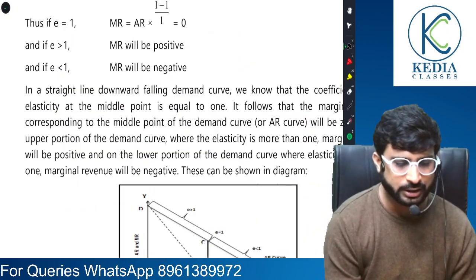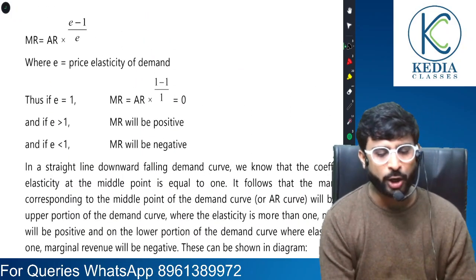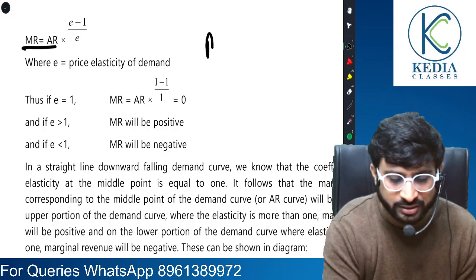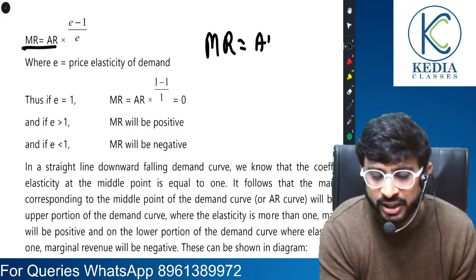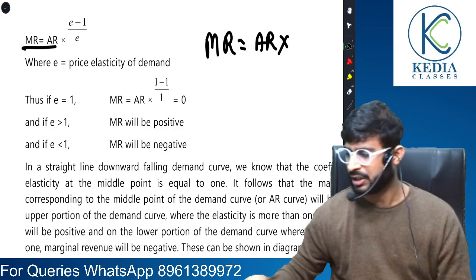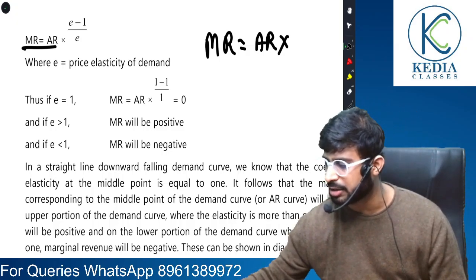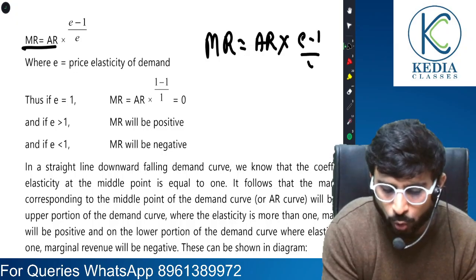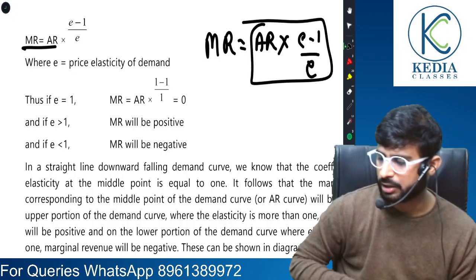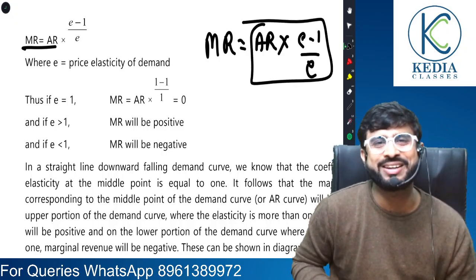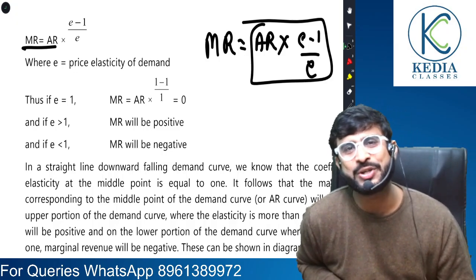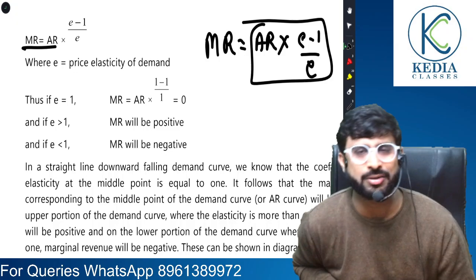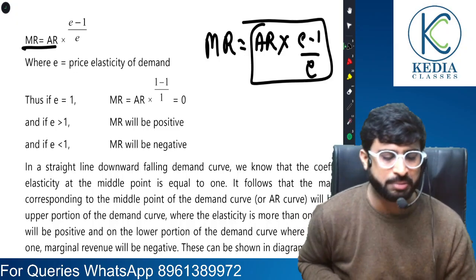Another interesting point to consider here is the relationship between MR and AR. Friends, there is an equation, a very important one. Institute has always asked this. This is institute's favorite equation, one may say. What is the equation? MR equals AR into E minus 1 by E, where E is elasticity of demand, definitely.